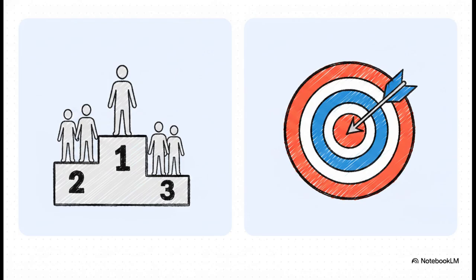First up, norm reference testing. This is essentially a competition. Your achievement is evaluated purely against your peers. It's the classic grading on a curve. You know the old joke. You don't have to outrun the bear, you just have to outrun your classmates to get an A.